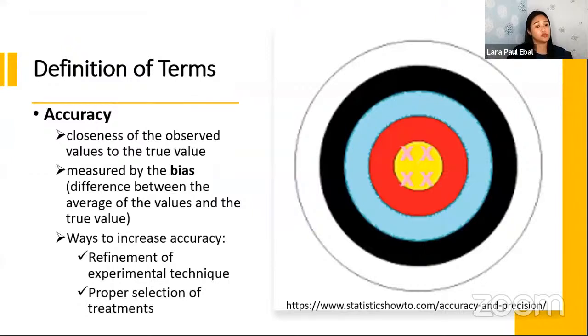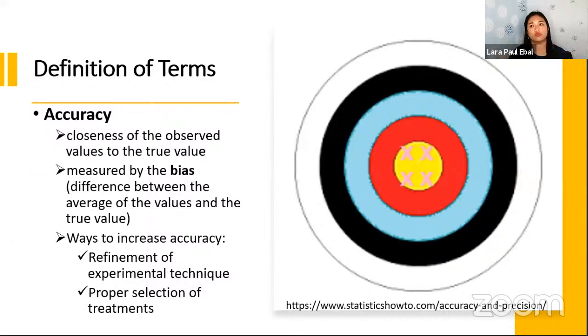And then aside from precision, you have accuracy. So it's the closeness of the observed values to the true value. So if precision is the closeness of these measured values, accuracy naman is the closeness of that value to the true value.